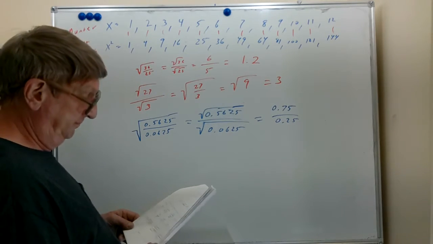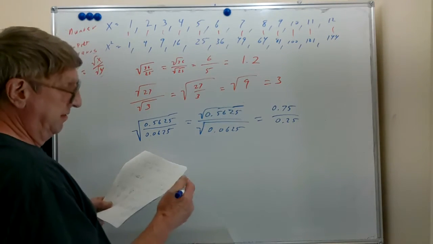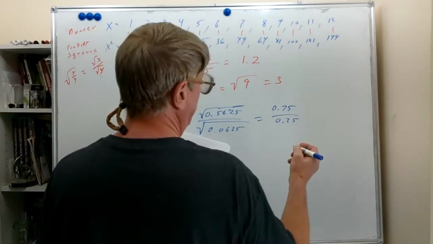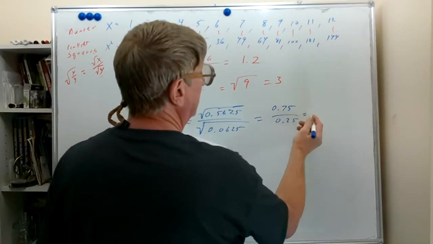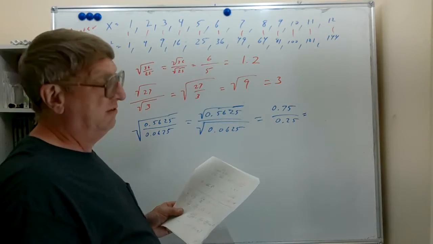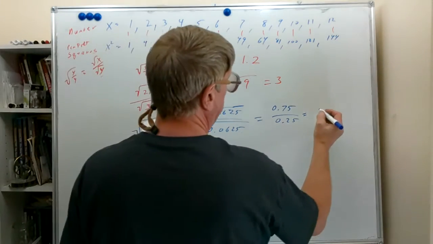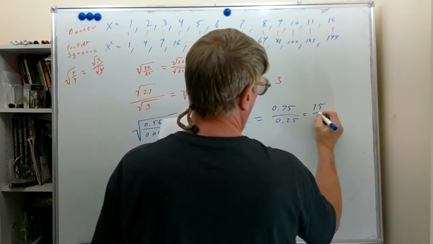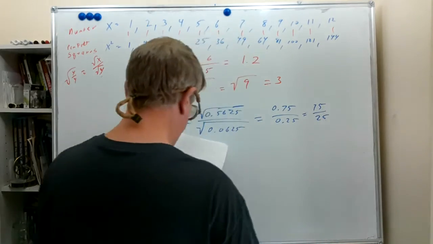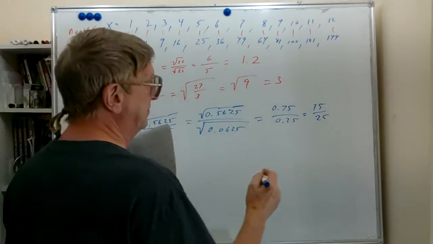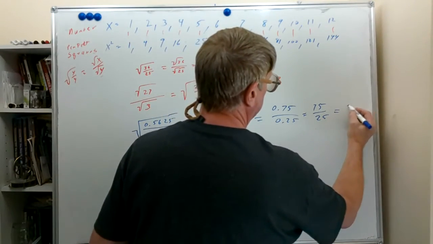Now we can multiply them both top and bottom by 100 to get no fractions, to get whole numbers in our fraction, which becomes 75 over 25. And if we simplify that, that simply equals 3.